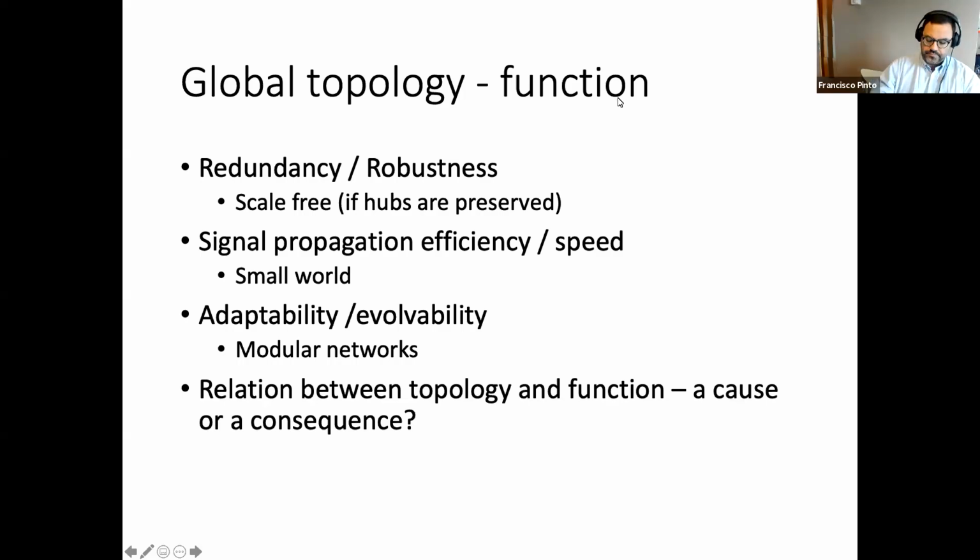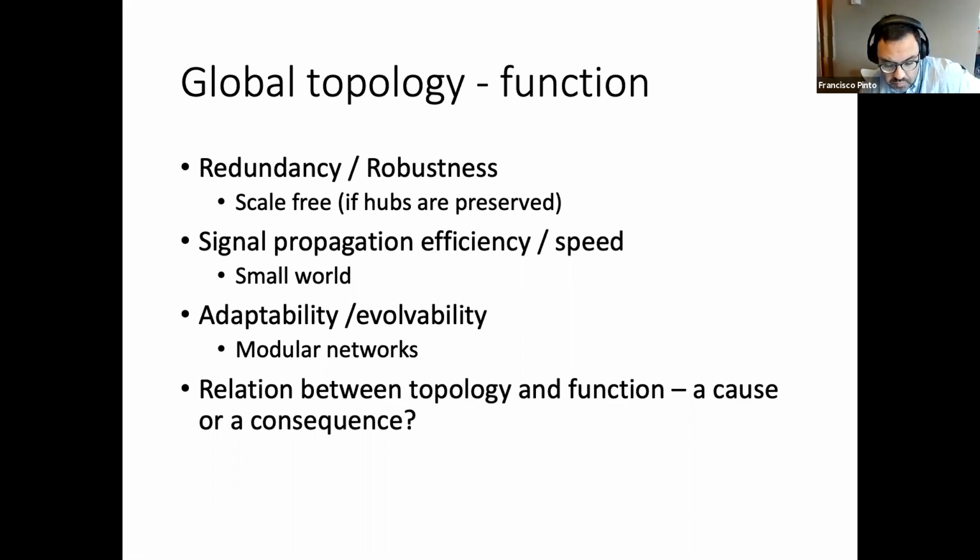Okay. So last week we talked about network biology, and we reached this point where we were discussing the analysis of the global topology of networks and how this global topology could be related with the function of that system represented by those networks.